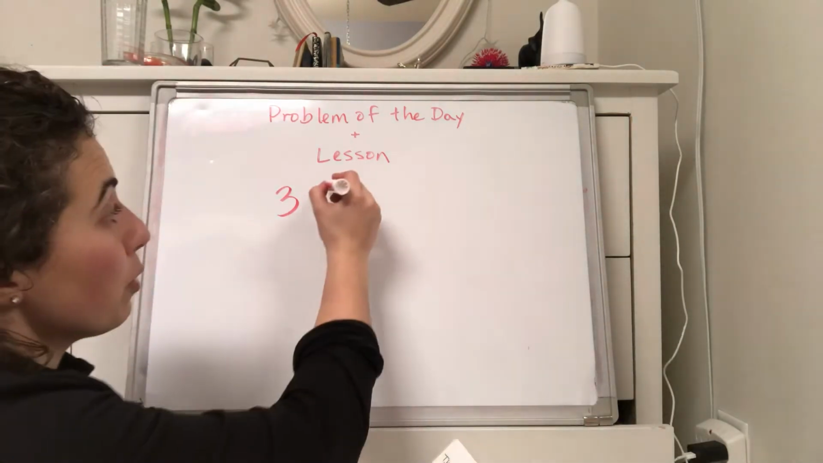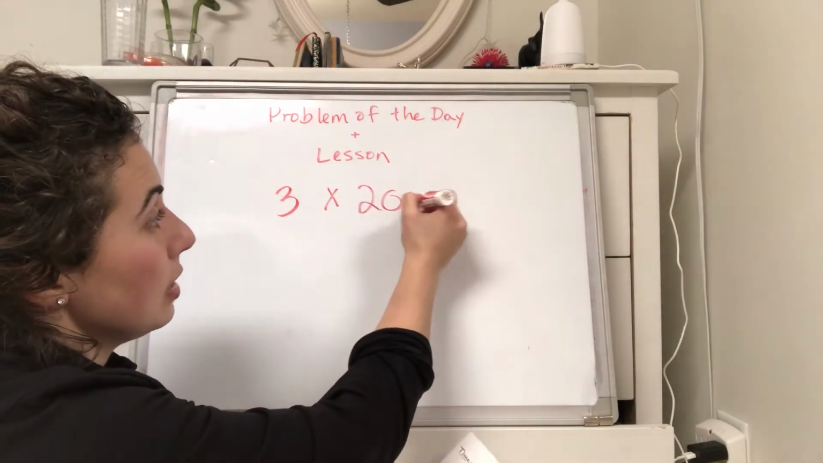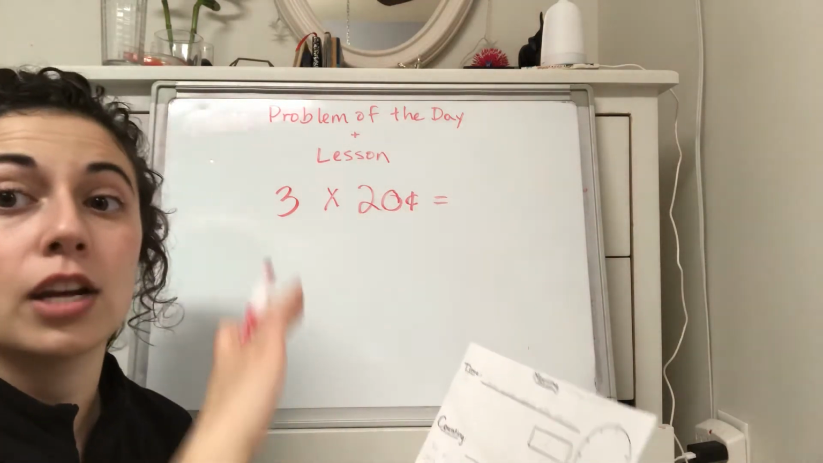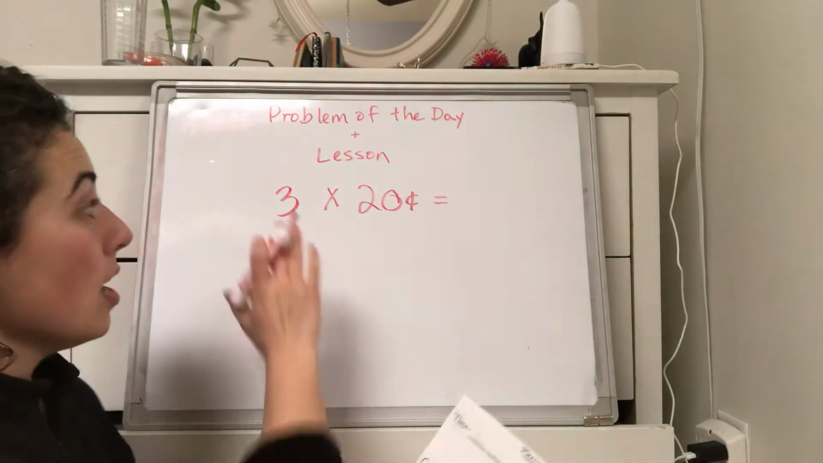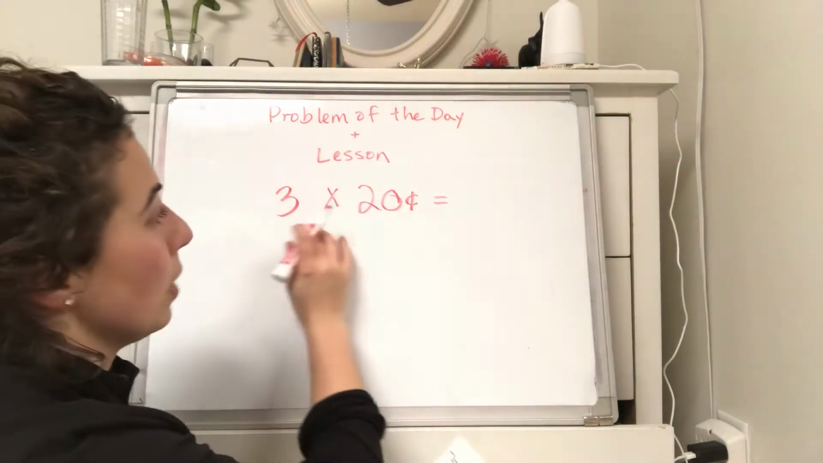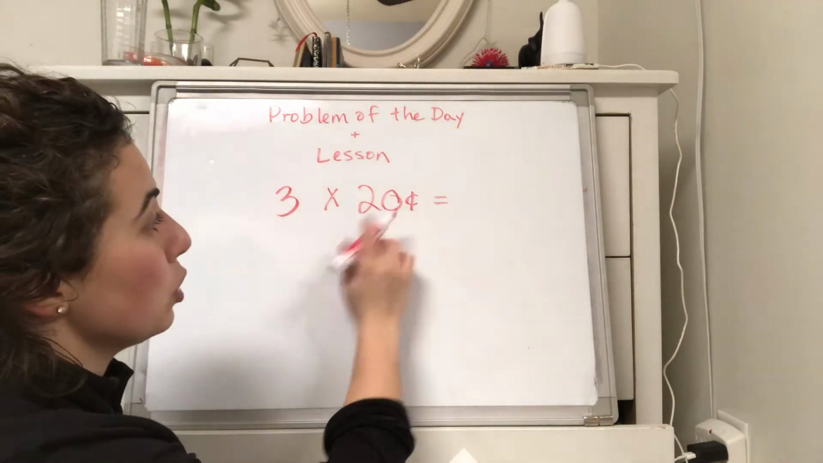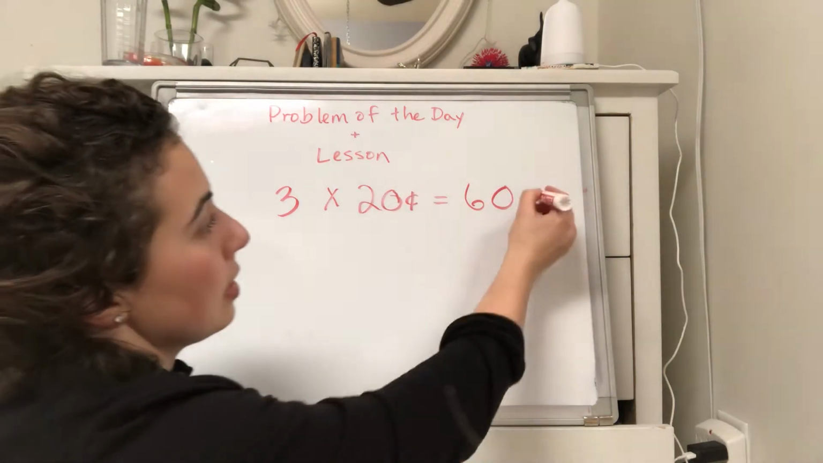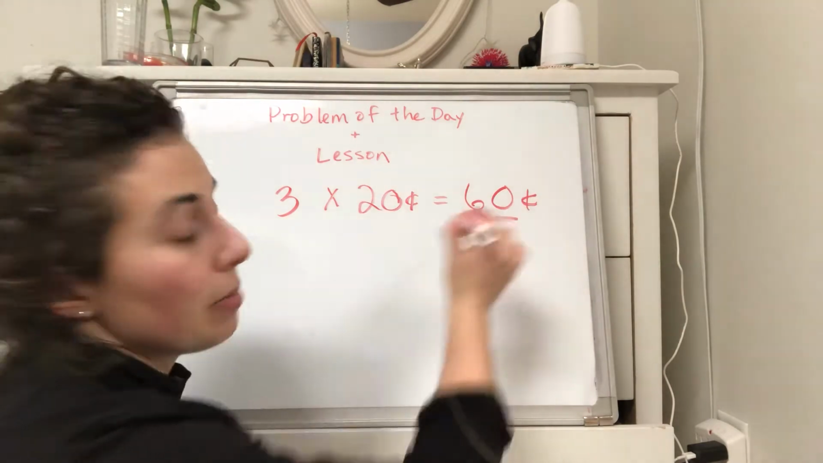So I'm going to go 3 times 20 cents equals. The reason I'm doing that is I want to find the total cost of the tickets, and it's 3 groups of 20. So 3 times 20, we've done a lot of these. 3 times 2 is 6, and then it's just a 10. So 3 times 20 is 60 cents. So this is the amount she needs.